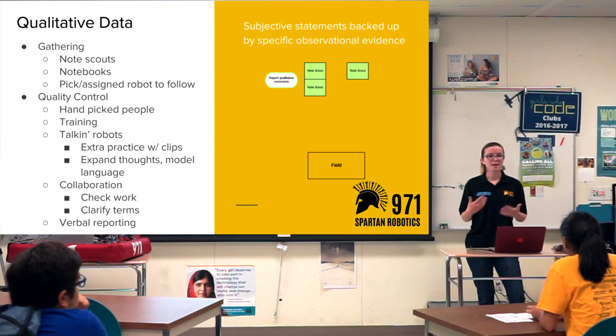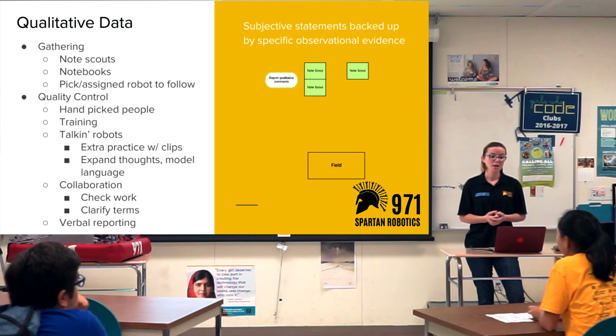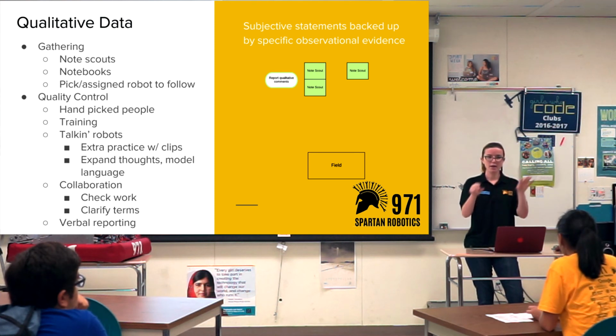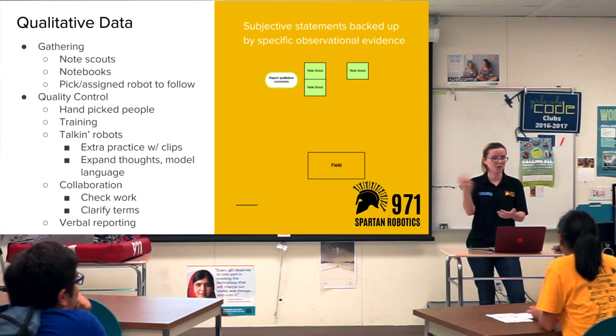So the more that you model that, the more it'll become second nature. And also for quality control, collaboration. Really got to prioritize collaboration. Just a note, back to the quantitative data, the binder scouts, that can be done in isolation, assuming good training. You can just have one person, they know how to scout, they've got their binder, they're handing in sheets. It's probably not the most fun, but it can be done in isolation.